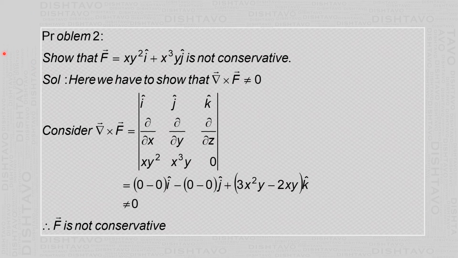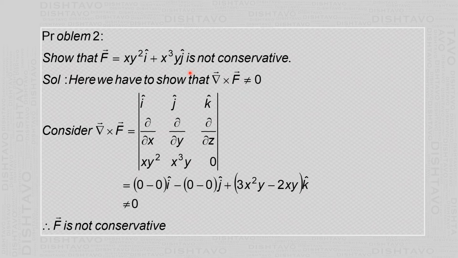Now let us see how to find out whether a given force is conservative or not. Let us take this problem where vector f is given to be equal to xy square i cap plus x cube y j cap, and we have to show that it is not conservative. Here xy square is the x component, x cube y is the y component. There is no k cap there. That means the z component is 0.